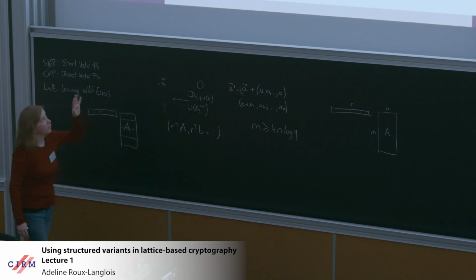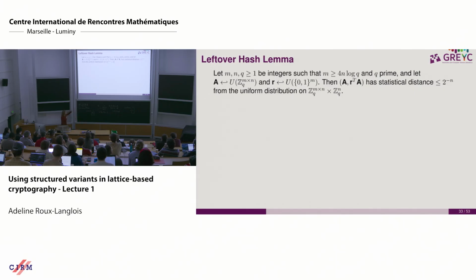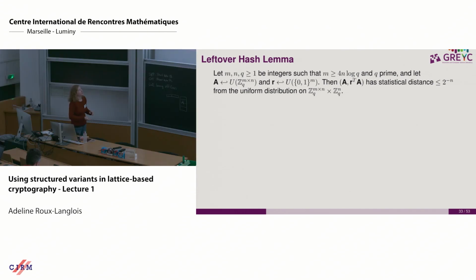So the leftover hash lemma, I will not prove it at all, I'll just state it here. Given A uniform, and R in {0,1}^M, then R times A, knowing A, this is very important, you know A and you have R times A, is close enough: it has a statistical distance less than something negligible from a uniform distribution.